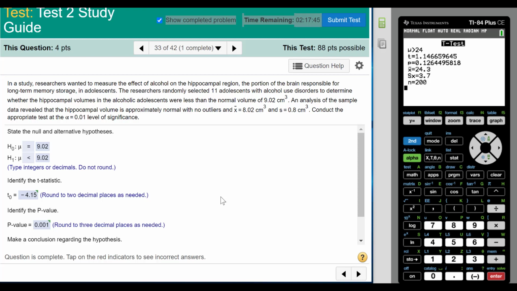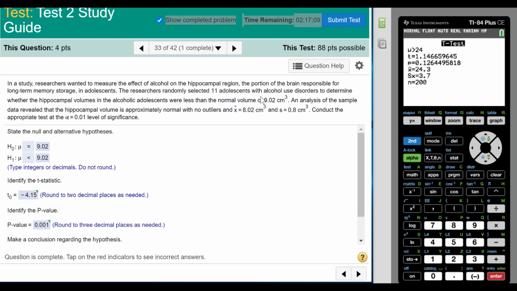Next question, pretty much the same. You won't get as many questions on the test, but this is a study guide, so I try to include as many as possible. So in a study, researchers wanted to measure the effect of alcohol on the hippocampal region, the portion of the brain responsible for long-term memory storage. In adolescents, the researchers randomly selected 11, so n is 11, with alcohol use disorders to determine whether the hippocampal volumes in the alcoholic adolescents were less than the normal volume of 9.02.